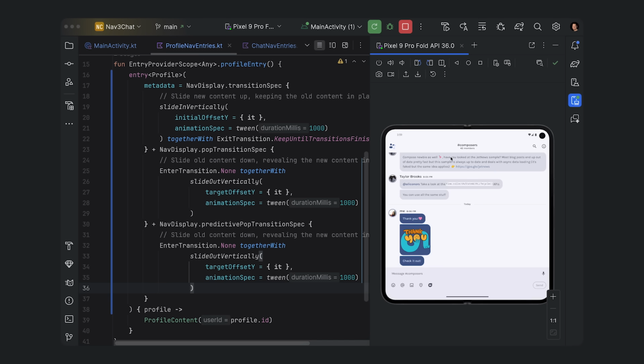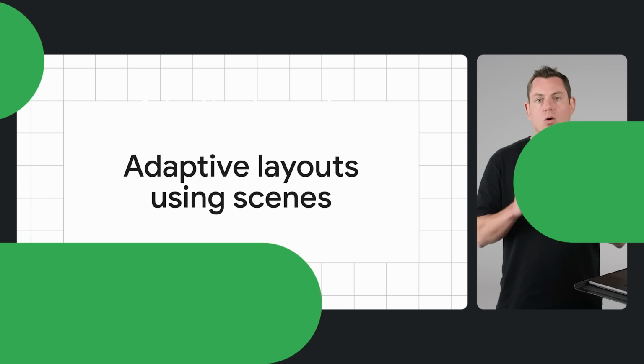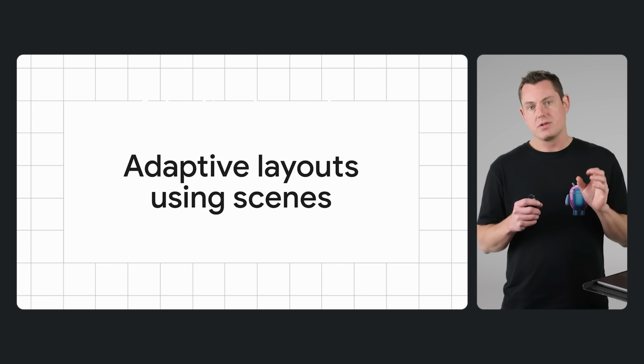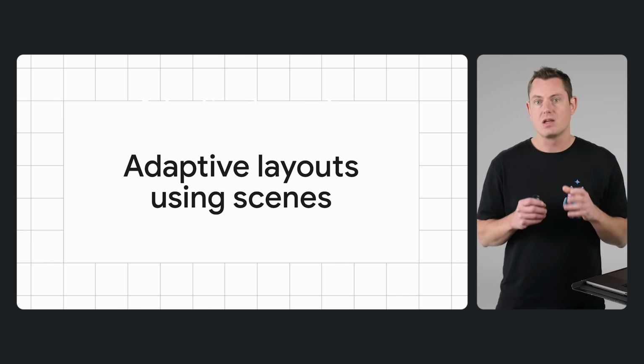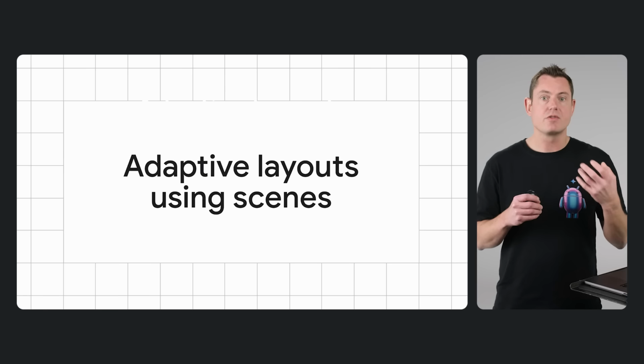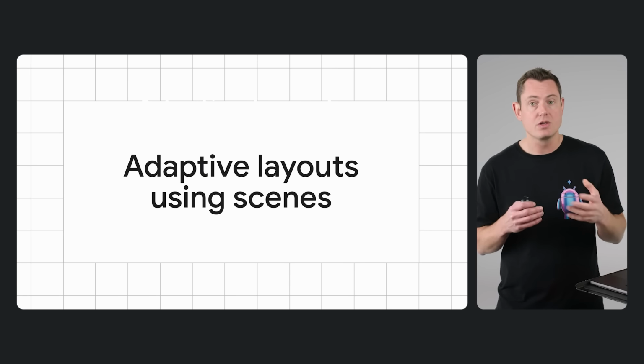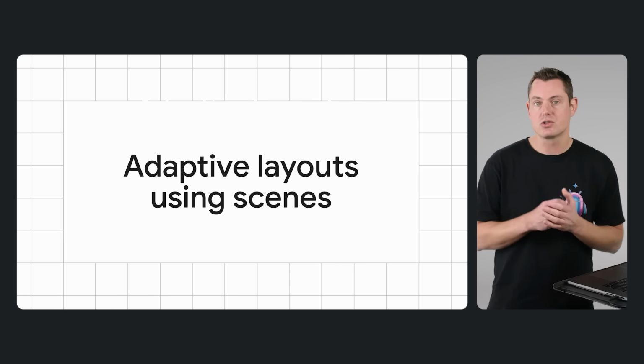Luckily, using NavEntry, we're able to add multi-pane layouts in just a few lines of code, thanks to a concept called scenes. We know that phones are still the number one priority when it comes to form factors. It's common to start with a phone app and progressively enhance it by focusing on the user flows that give you the biggest return on larger screens.